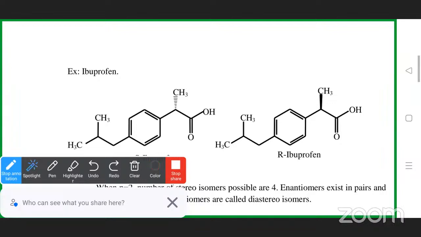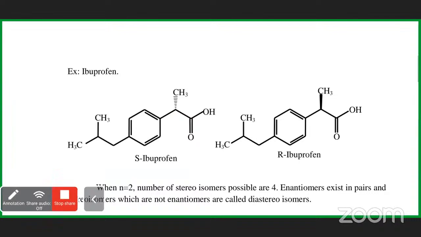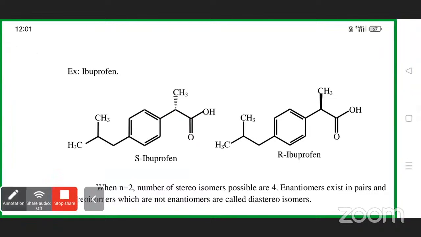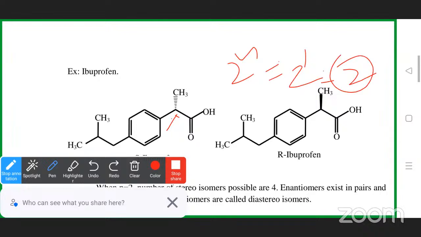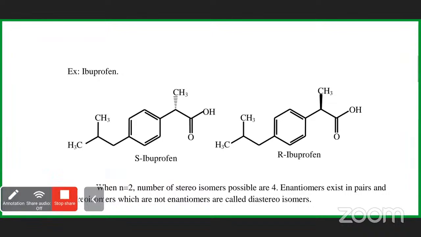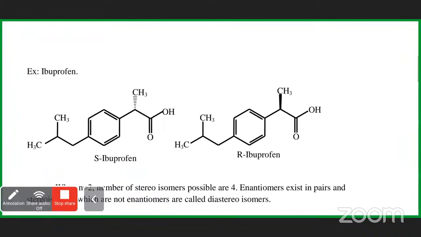You see there is only one chiral center here. This is the chiral center. So the number of enantiomers you can calculate with 2 power n, where n is the number of chiral centers. Here 2 power 1 is equal to 2. So 2 isomers are possible for ibuprofen, the Brufen: S ibuprofen and R ibuprofen.